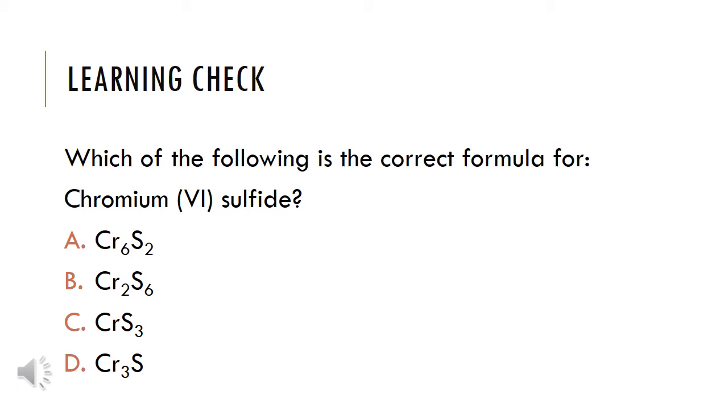CrS3. Okay, why is this? Chromium 6 tells us that it's Cr6+ is its ion. And sulfide, the root of that is sulfur, and sulfur has a 2-. So if we crisscross those charges, we would have Cr2S6, but this can reduce to CrS3 because we need 3 sulfur ions for every 1 chromium 6 ion. So the correct answer here is C.